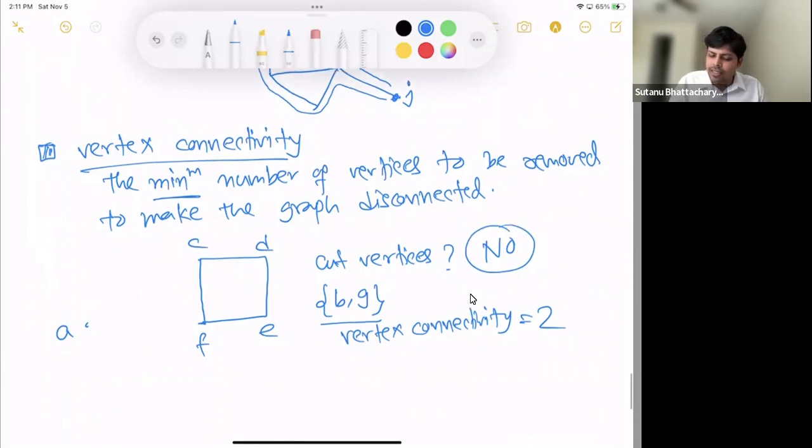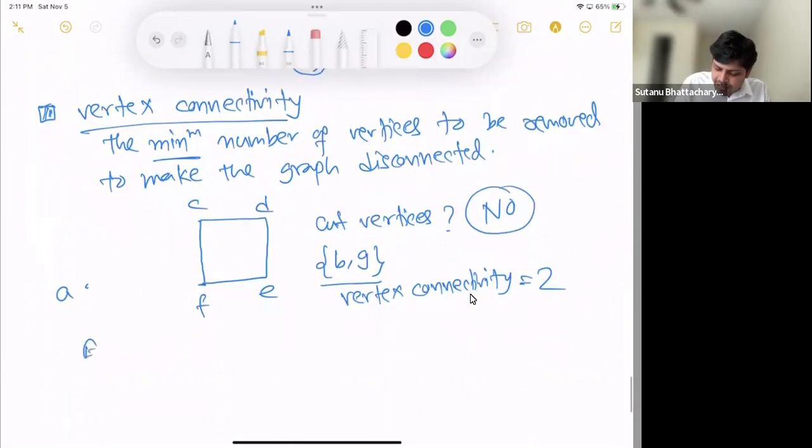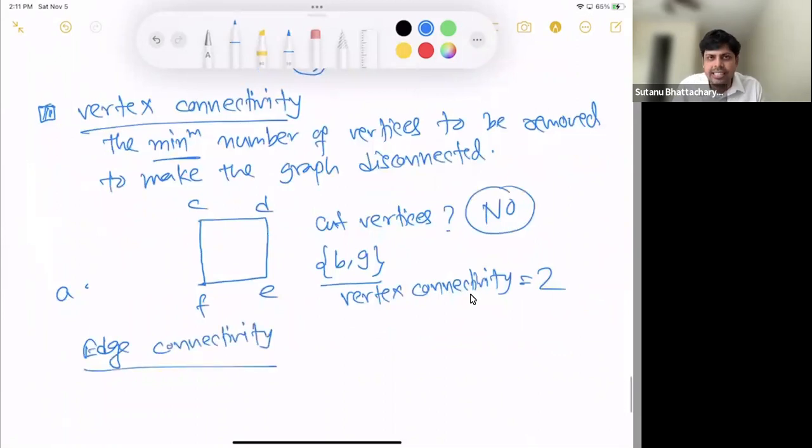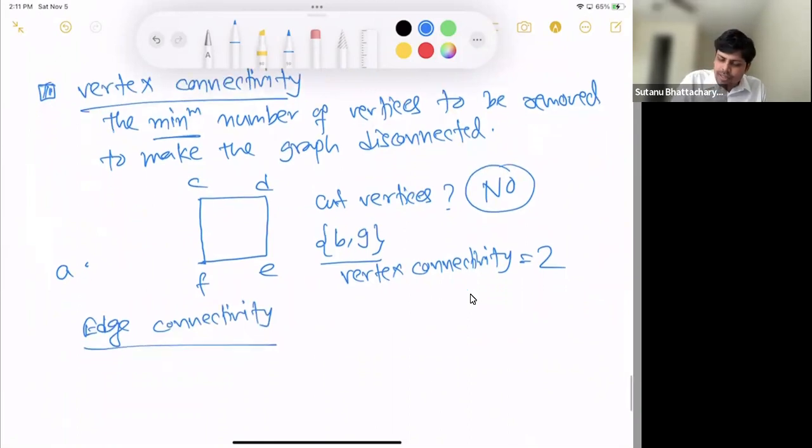Similarly, you can also think about the edge connectivity. The concept would be the same. That is the minimum number of edges that you need to delete to make a graph disconnected. So let's draw the graph again. It was the graph A, B, C, D, E, F, G.